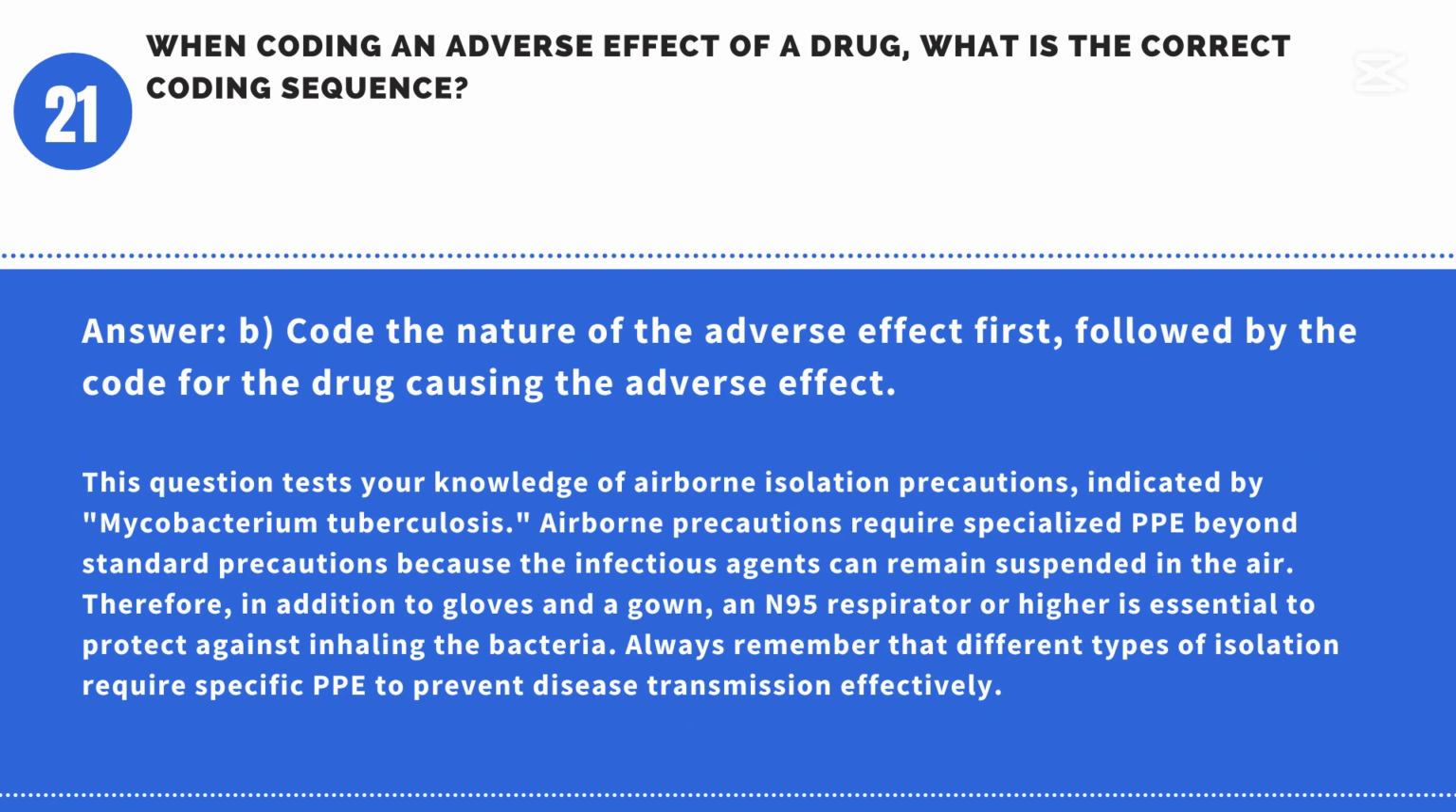Answer: B. Code the nature of the adverse effect first, followed by the code for the drug causing the adverse effect. This question tests the specific guidelines for coding adverse effects of medications. An adverse effect is a reaction to a drug used correctly. The guideline requires coding the nature of the adverse effect, example rash, nausea, first, followed by a code from Chapter 20, external causes of morbidity, to identify the drug.